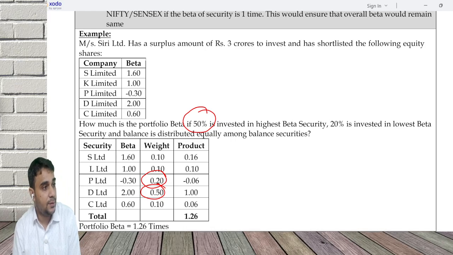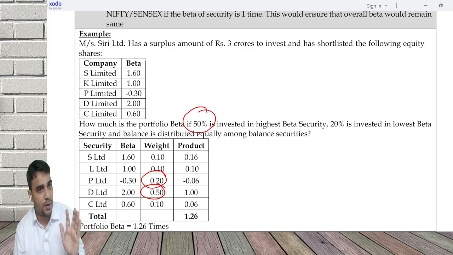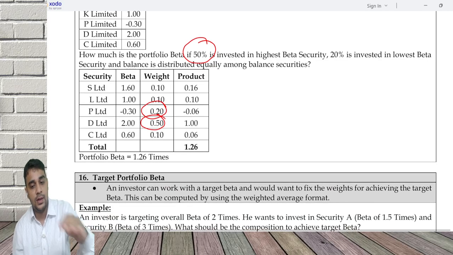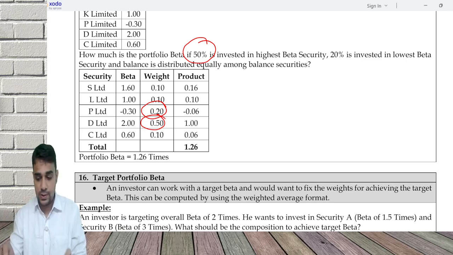Balance is equally distributed. Security, beta, weight, product, sum of product by sum of weights. Weight is adding up to 1. Many times it may not add up to 1, because I don't always make weights add up to 1. Net sum of product by sum of weights. Any doubts on this? There are going to be changes or extra points on this, I'll explain as we proceed. Any doubts till this first?